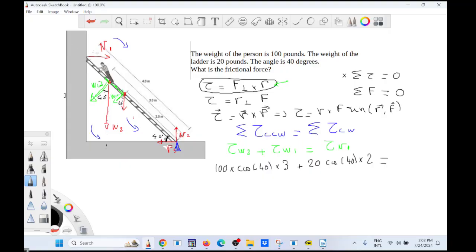So then the torque from N sub 1, it has two components. One component which is perpendicular, that's the one I want, it makes the rotation clockwise. And the one parallel, I don't care. So I need to find this one. So I need to find the angle. The smallest angle here will be this one, right?